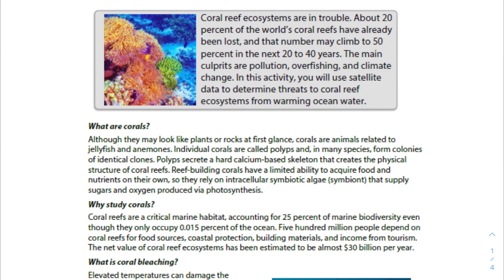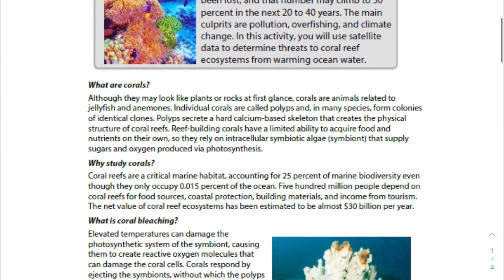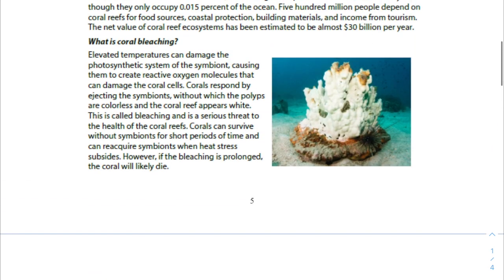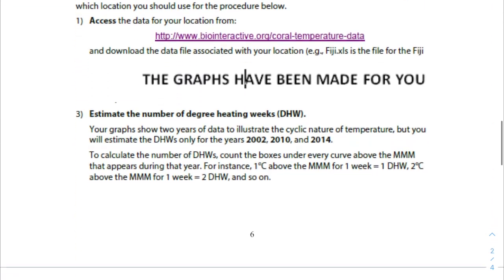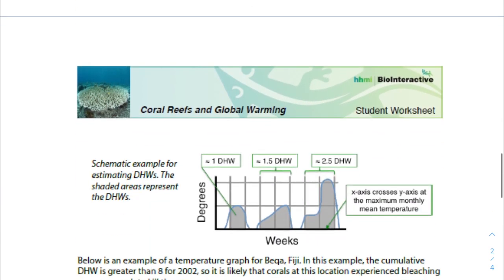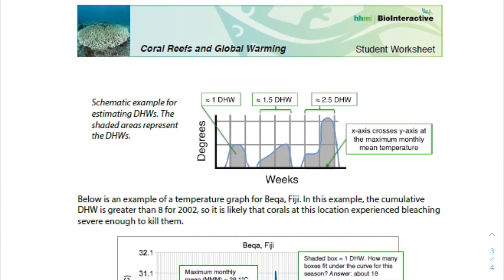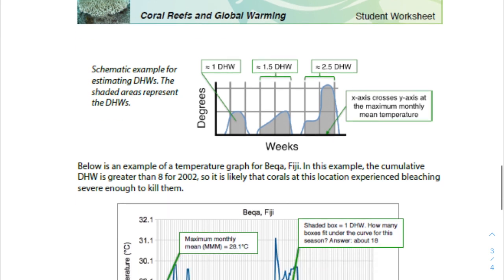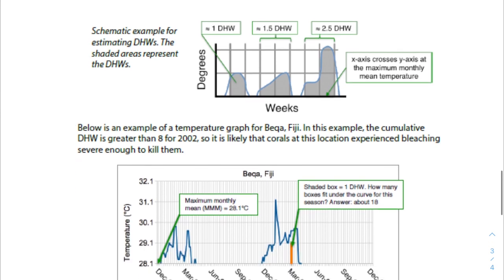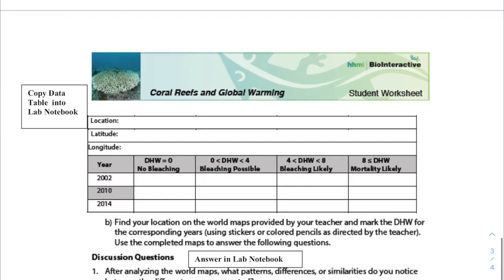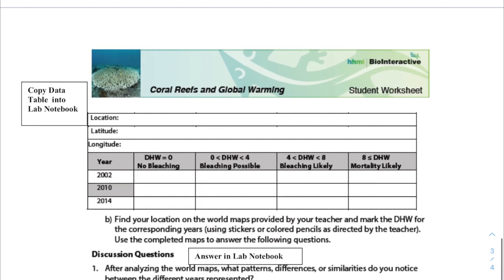So here's some more information about corals. Definitely want to make sure you understand about corals. The video shows a lot about it, but you may want to read through this information about corals and how they bleach. We're going to skip all this stuff because the lab actually had you calculate the area under the curve and the number of weeks. I just threw all that out for time's sake, and I just gave it to you, so you don't need to do any of this stuff.